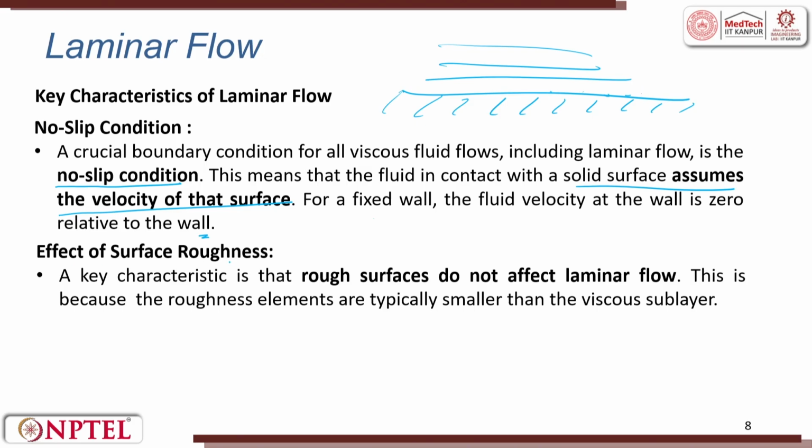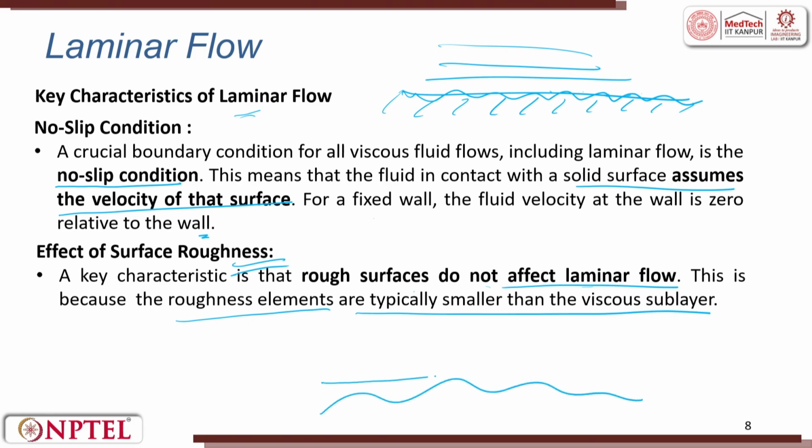The effect of surface roughness: the moment there is an undulation on the surface, the roughness comes into existence. A key characteristic is that rough surfaces do not affect laminar flow. This is because the roughness elements are typically smaller than the viscous sublayer which is getting formed. In laminar flow, the viscous force is dominating, so the viscous flow forms a thin film. What happens is, this is the undulation and then a thin film gets formed. This thin film takes care of all the undulations. The roughness elements are typically smaller than the viscous sublayer.